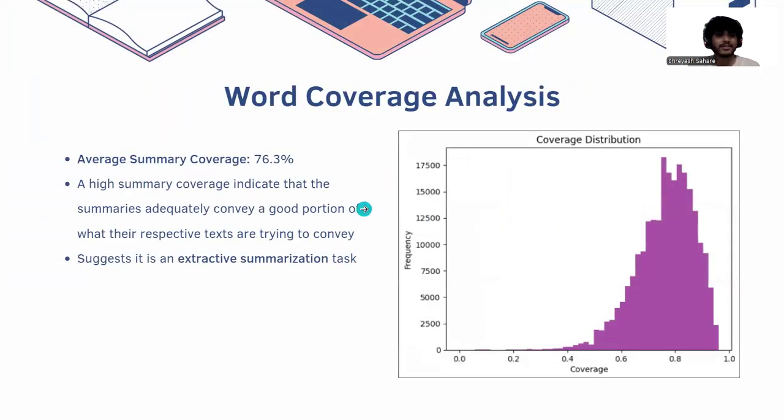Not only that, I also did the word coverage analysis, which evaluates how well the summaries represent the original text. Here, the average summary coverage is 76.3%, which means the summaries capture a significant portion of the key information. This high coverage suggests that the task leans towards extractive summarization because the summaries directly reuse the words or phrases from the source.